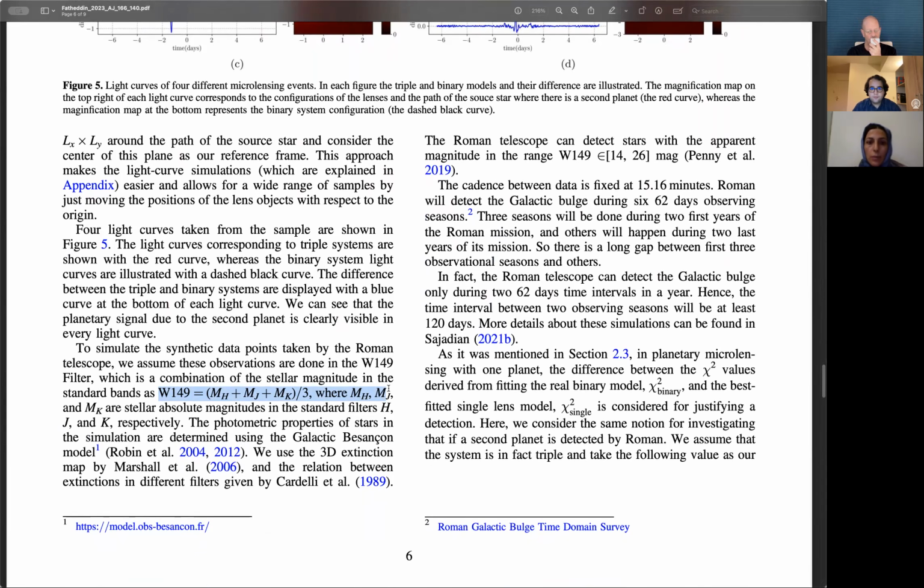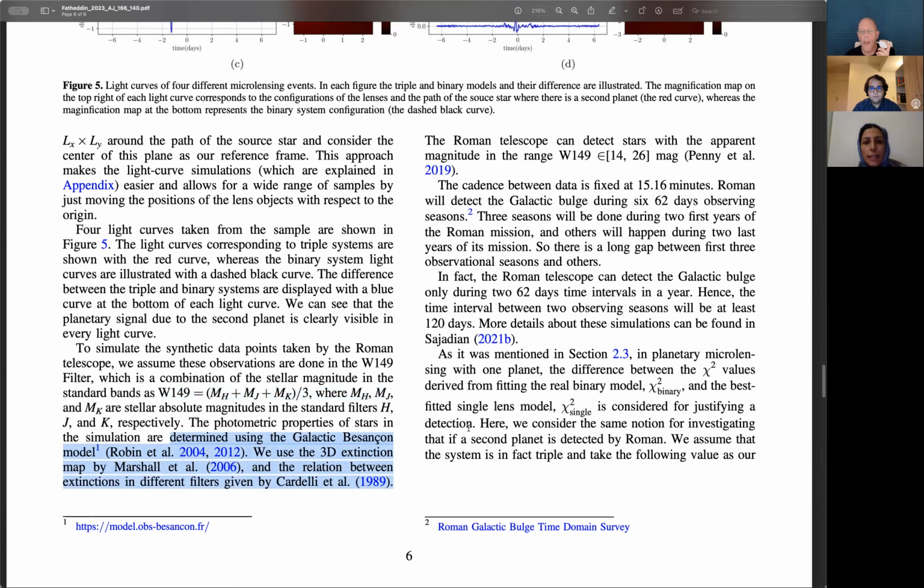star in this filter using the Galactic Besançon model, which is a very good and comprehensive model, and simulated a lot of stars for each structure in the galaxy. For example, galactic bulge, galactic disk, thin disk, stellar halo, and so on. So we use the Besançon model for determining the appearance and the apparent brightness of the source star as can be seen by Roman.